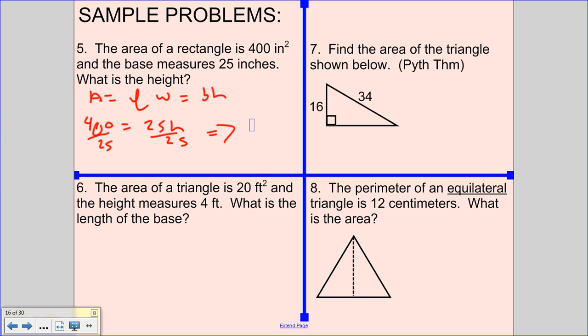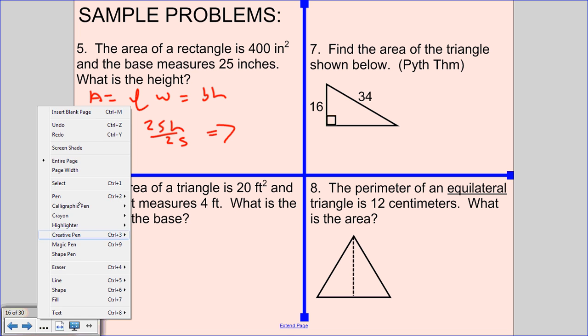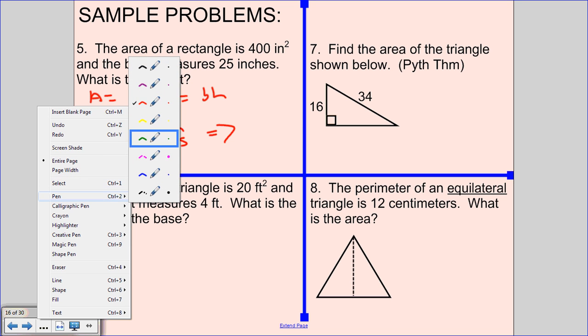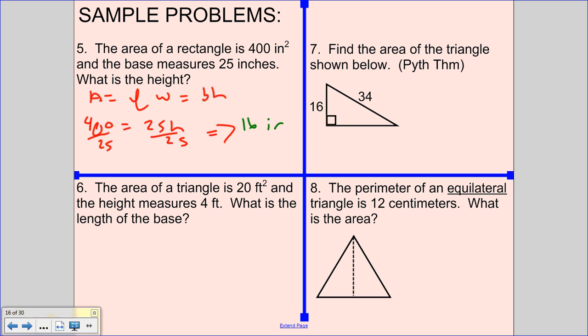So it's 16 inches. Alright, then it says the area of a triangle is 20 feet squared. The height measures 4 feet. What is the length of the base?